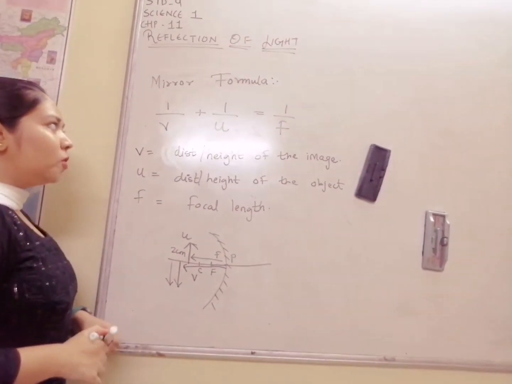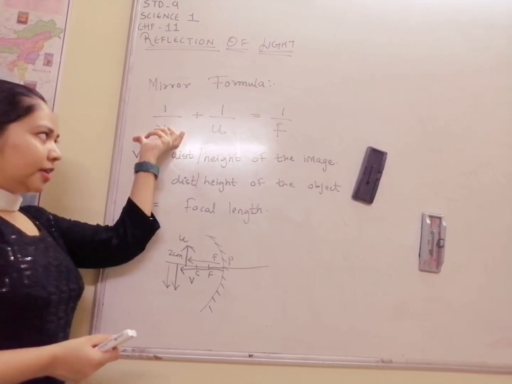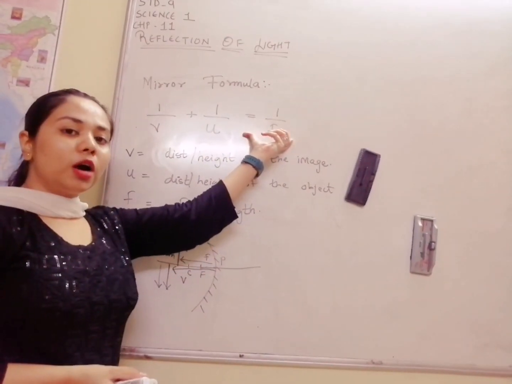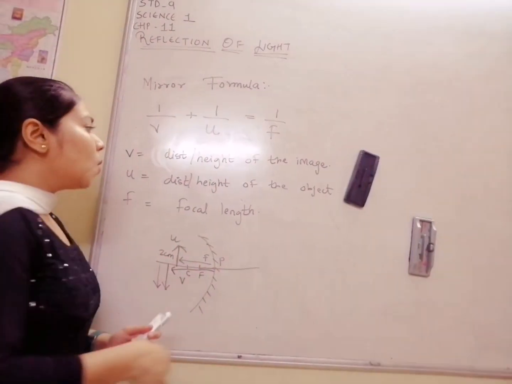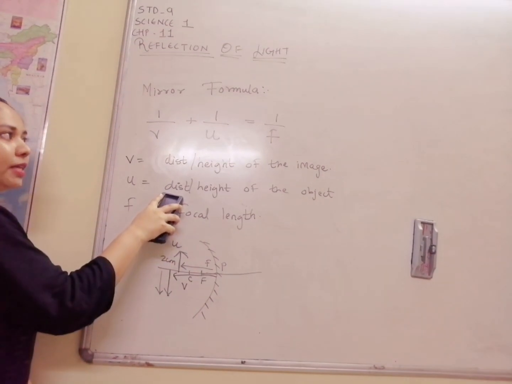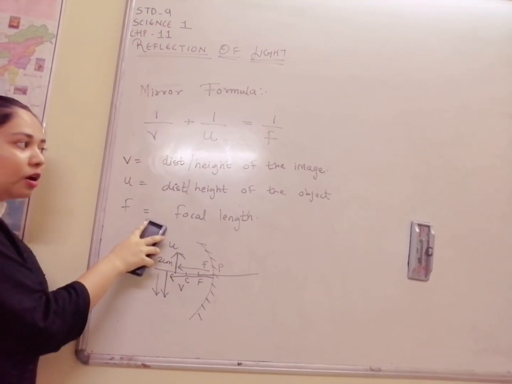And what does the mirror formula say? 1 upon image distance plus 1 upon object distance is equal to 1 upon focal length. Okay, so this is my mirror formula.